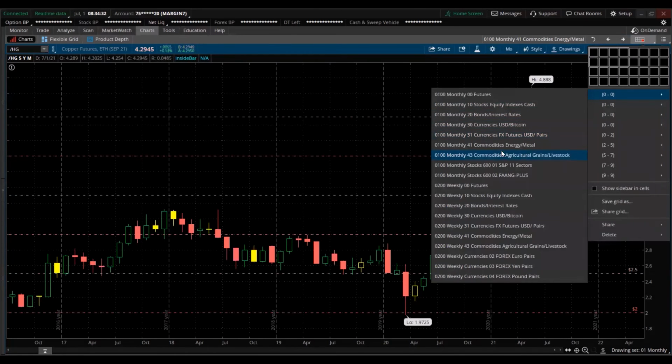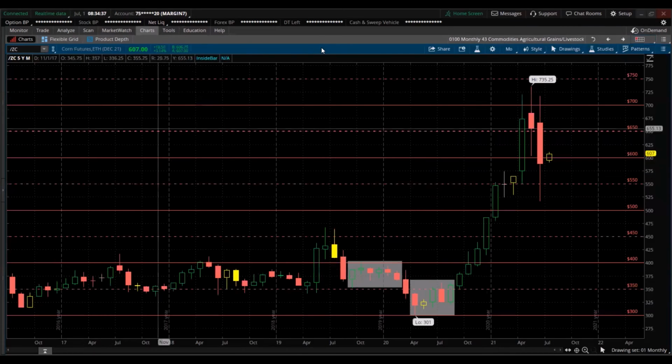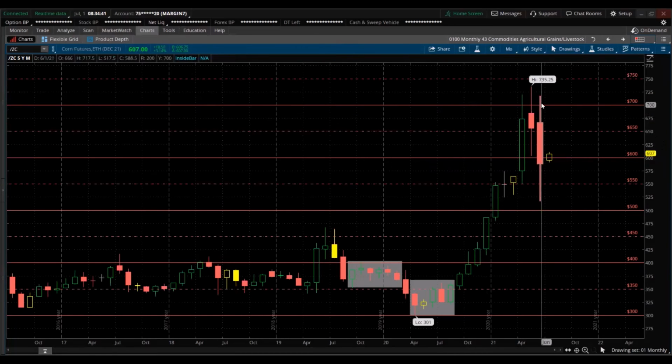And let's go through some agricultural products. Again, commodities, agriculturals, weaker dollar, higher commodities. So looking at corn, huge trading range, the largest trading range I've seen for years. So corn made a lower high, lower low. Huge move down.